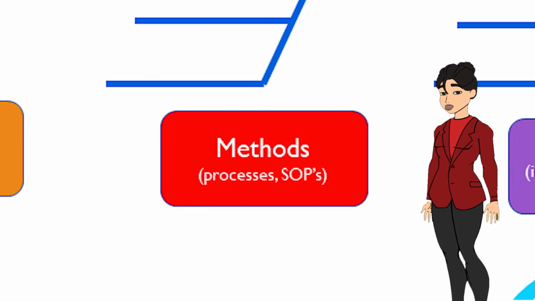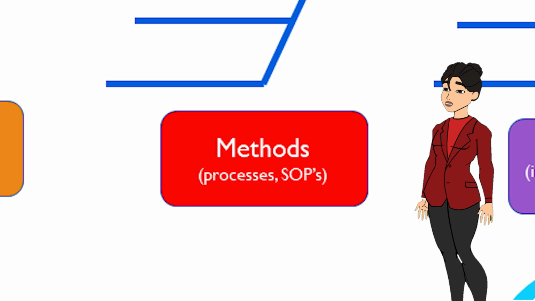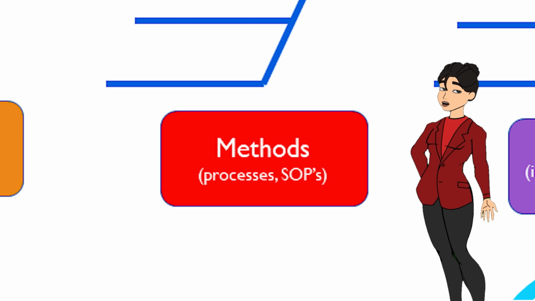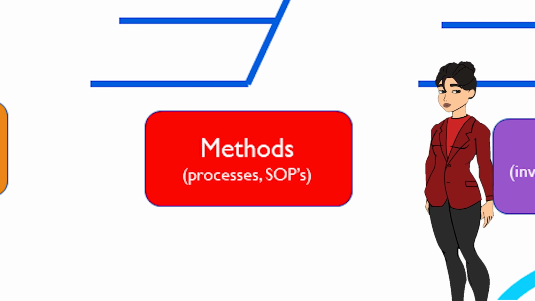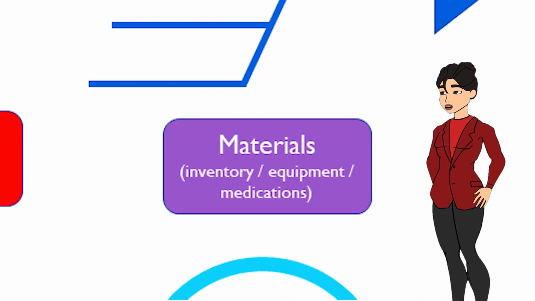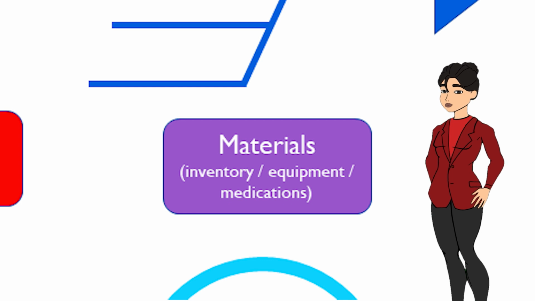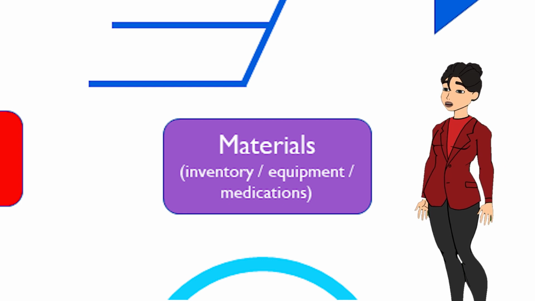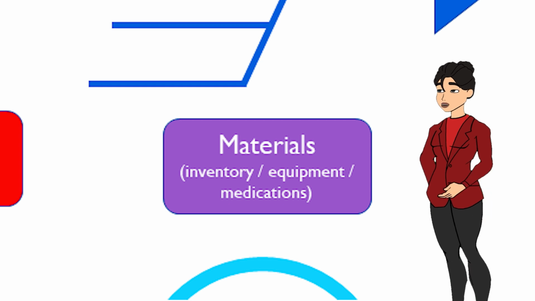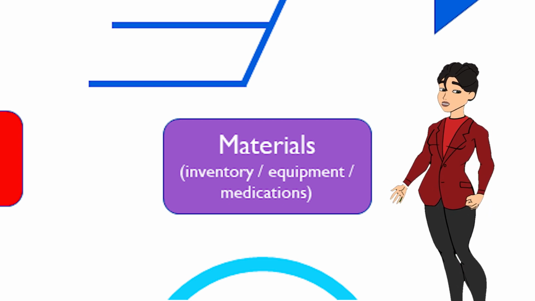When considering methods, think about the current way of working. What does this look like? Is there any standard process to be followed? Do people follow this, and if not, then why? When considering our materials, think about how materials or equipment that we use are impacting on the problem. Are our materials user-friendly and fit for purpose? Can they be easily used and found?